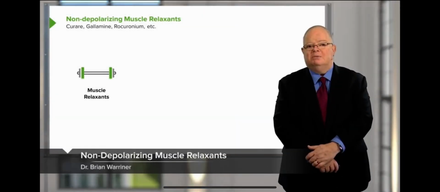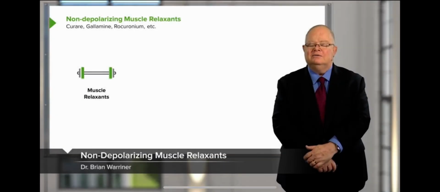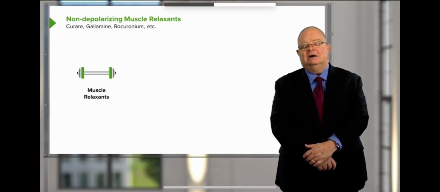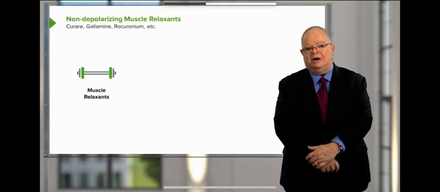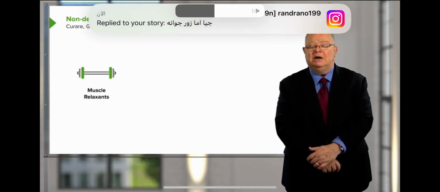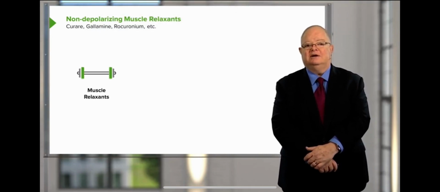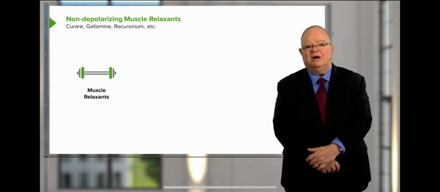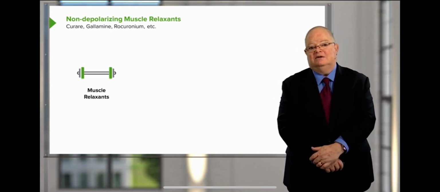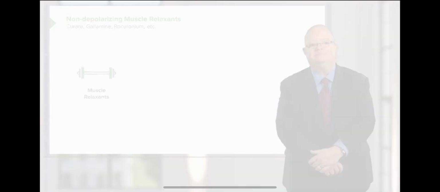The non-depolarizing muscle relaxants are all relatives of the early arrow poison curare, from the Amazon area, where the Amazon natives used curare to shoot monkeys, and the monkeys were then taken and they were part of the food supply. And curare worked by causing generalized paralysis in the monkeys, and because they couldn't breathe, they couldn't survive.